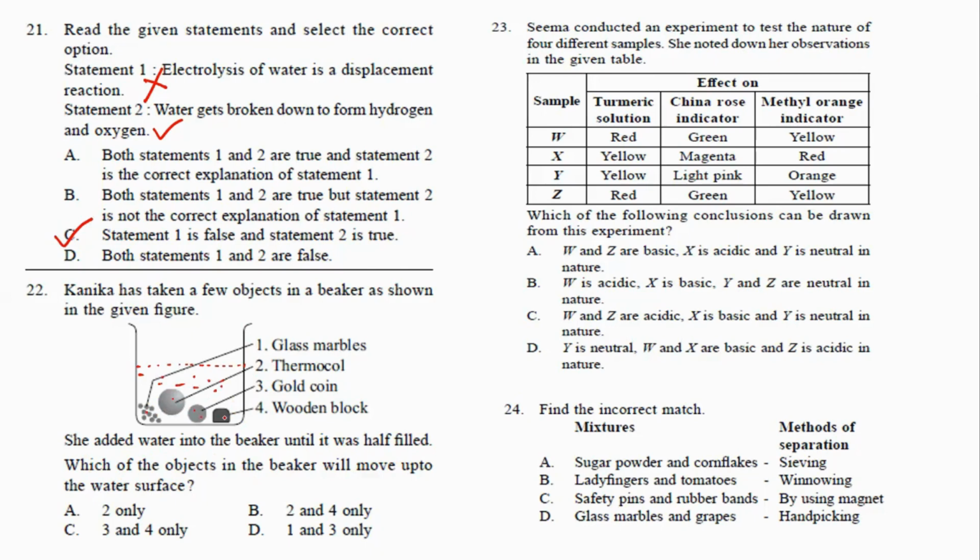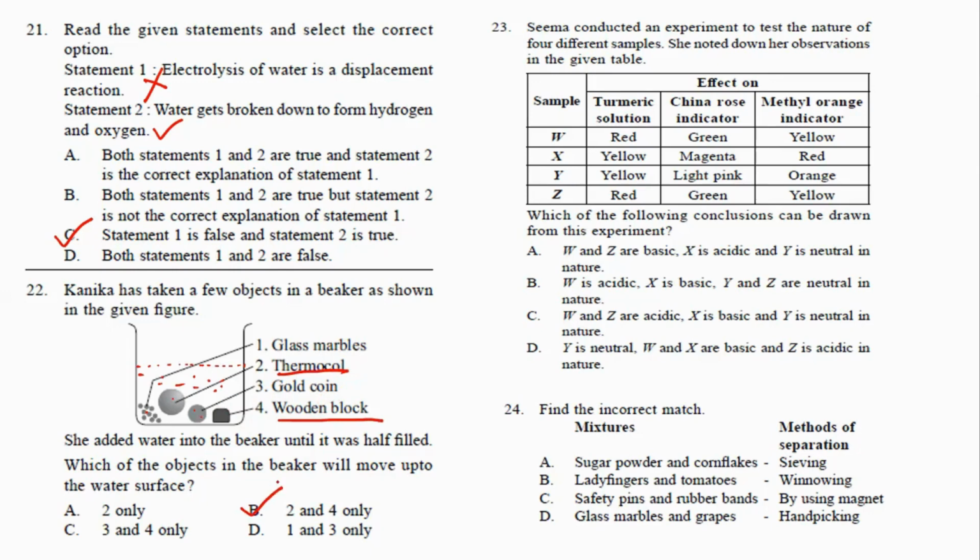So, the things that will float are the things that have lesser density than the water, correct? So, which one is having lesser density than water? Thermocol and wooden block. So, these two objects will float. Rest of the objects being heavy, they will be at the bottom. So, our answer should be option number B, right?